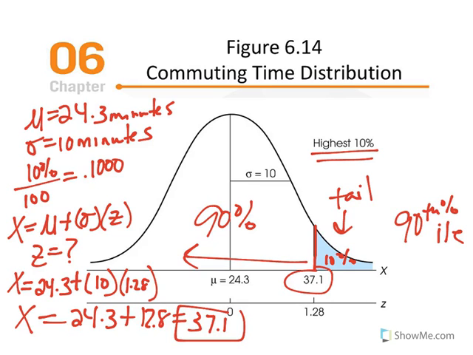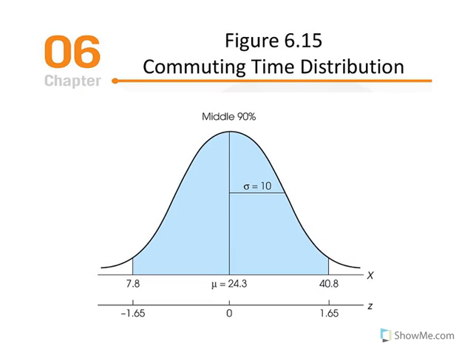The only difference is that we're focusing on the 90th percentile score versus the top 10, but they're the same value. The x value would be the same. So this example 6.9 for figure 6.15, commuting time distribution, we're using the same information from the previous example. So the average commute time is 24.3 minutes with standard deviation equal to 10 minutes.